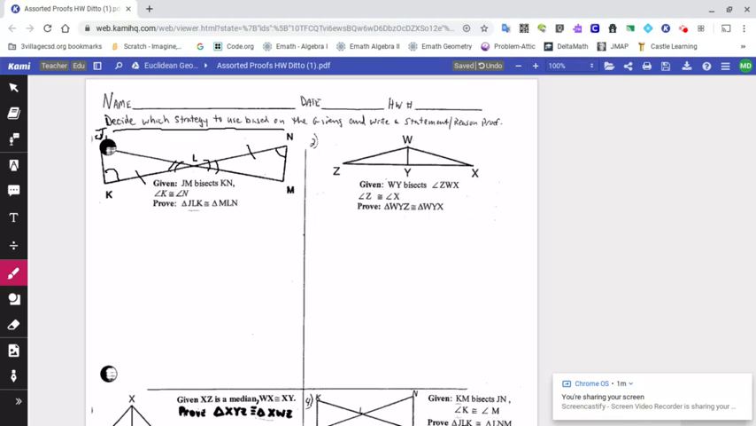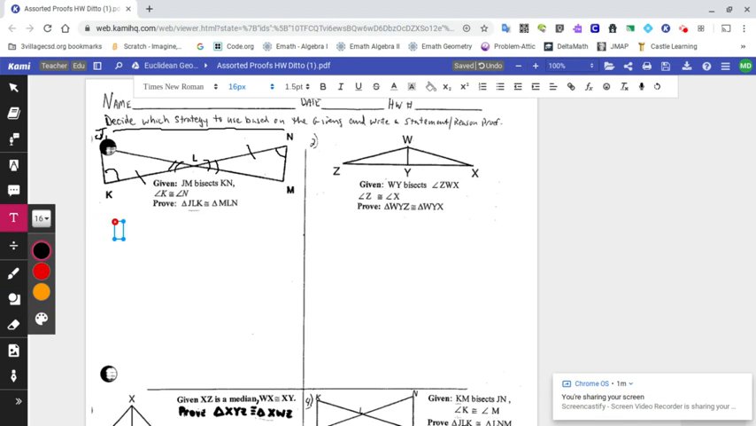Once you've marked the diagram, the method should become clear. This is going to be angle side angle. So I'm going to do this. One, JM bisects KN. Given. Two, because of that, I can say that KL is congruent to NL. That's by definition of segment bisector.